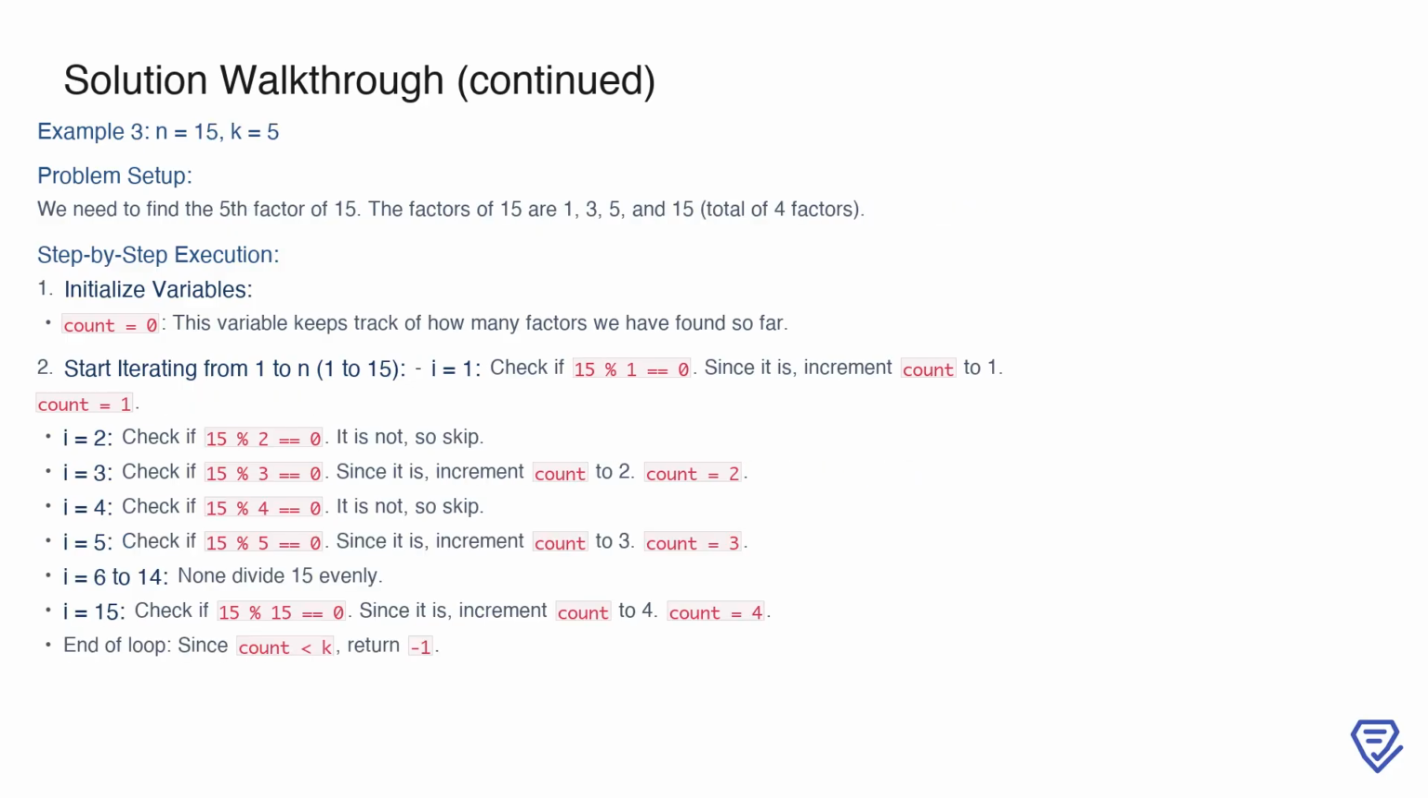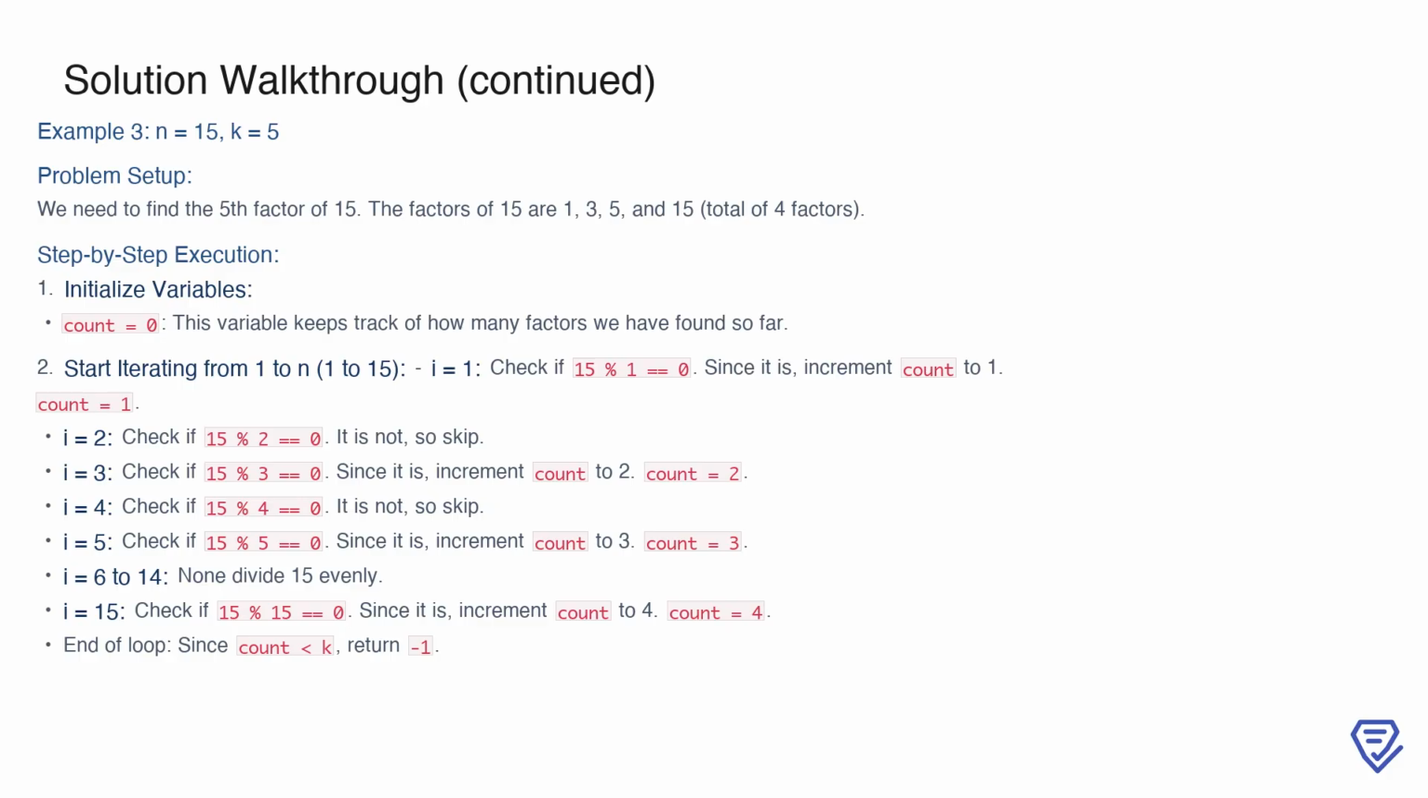In this example, we are asked to find the fifth factor of 15. To solve this, we initialize count to 0 and begin checking each number from 1 to 15 to see if it divides 15 without leaving a remainder. First, we check 1, which is a factor, so we increment count to 1. Next, we test 2, which does not divide 15 evenly, so we skip it. Then, we check 3, which is a factor, so count becomes 2.